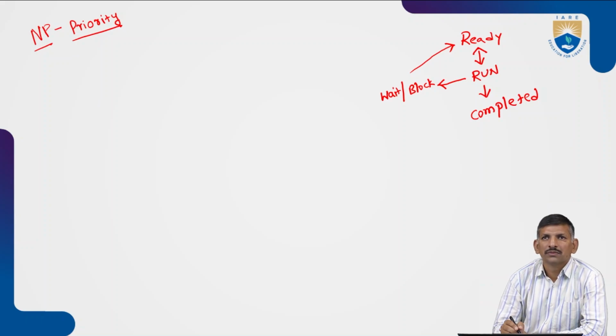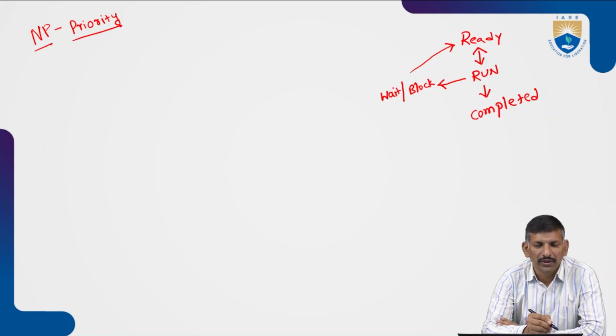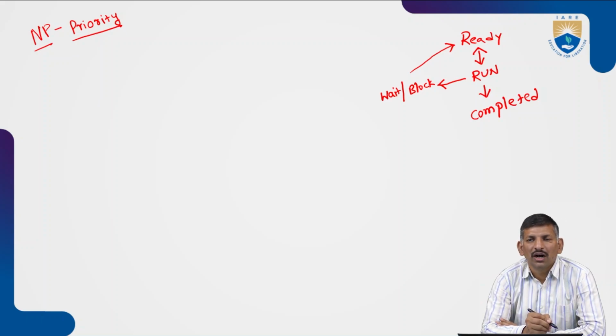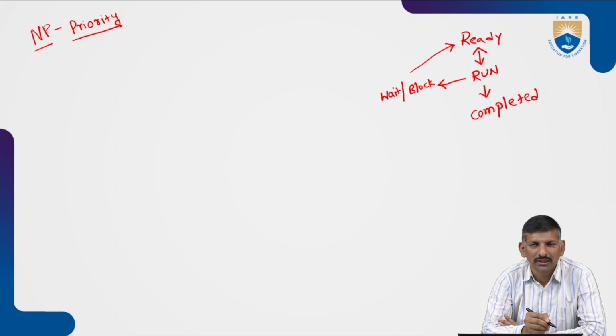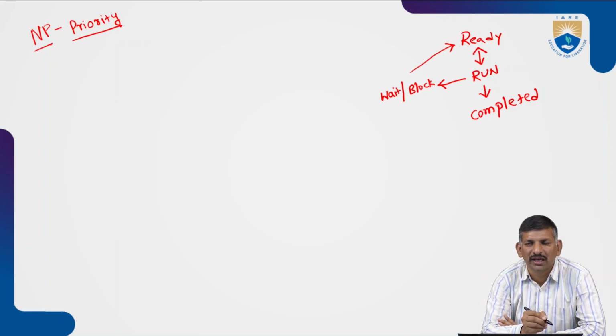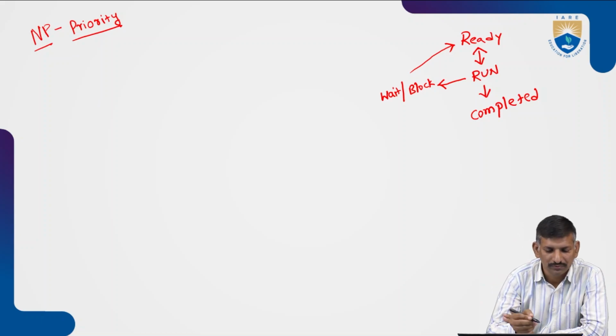Okay. So non-preemptive means after completion of the currently executing task, a new process is scheduled for execution. Until that, it is waiting in the ready state. Priority means the process having the highest priority is scheduled for execution. Let us consider an example.